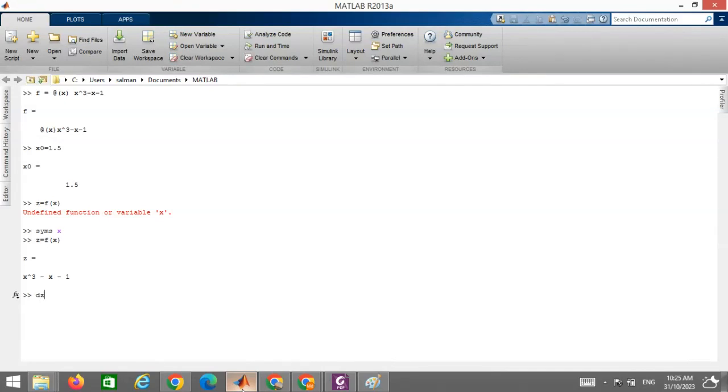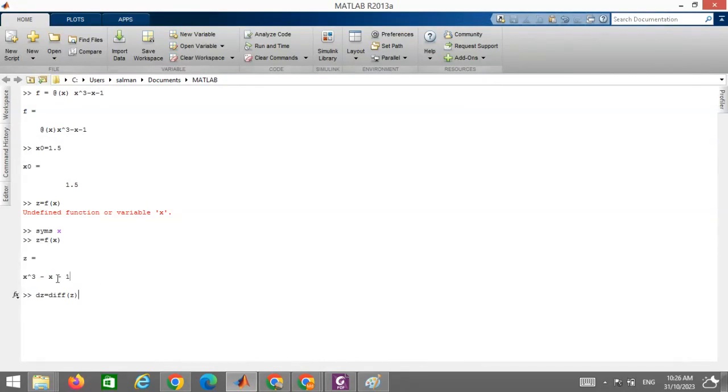Now I want to find the differentiation of f of x, that is, the differentiation of z. My f of x is z here, right? So how do you find the differentiation of f of x? There is a function in MATLAB called diff. So you write diff of z. What is my function z? It is clear from here: my z is x cube minus x minus 1, which is the same as my function f of x, correct?